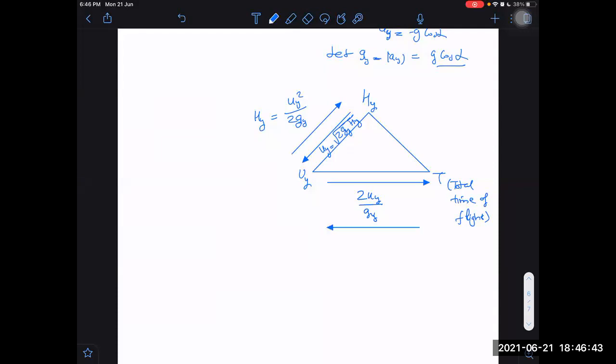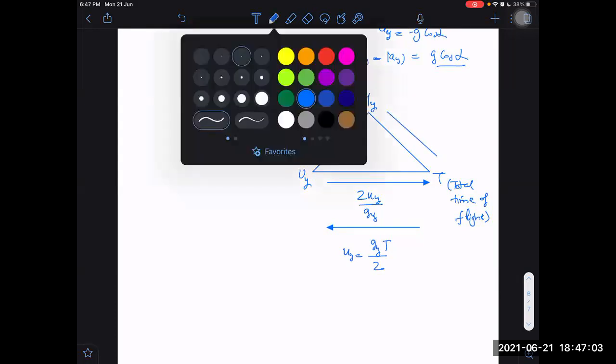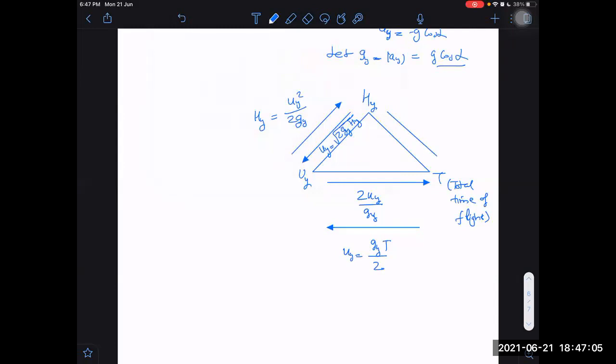What is in the opposite direction? In the opposite direction, gy into t will be equal to gy into t by 2, I think, right? Will be equal to uy. What about in this direction? I think I did wrong. I think I should consider it here as I did before. No, otherwise it will be a completely different set of equations.